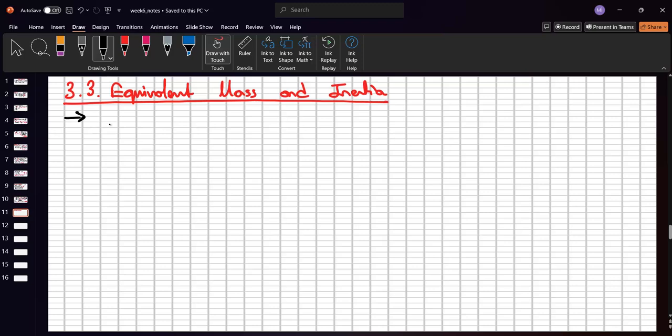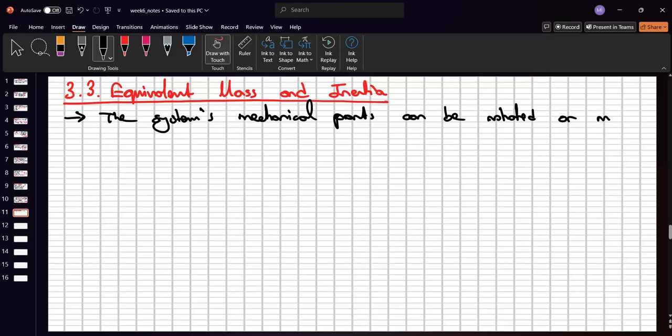We should give this sentence in here: the system's mechanical parts can be rotated or moved based on mass and inertia, right? That should be included in the system. Either we should have the mass or the inertia. Otherwise, we cannot rotate or move anything in here because we don't have any energy, right?